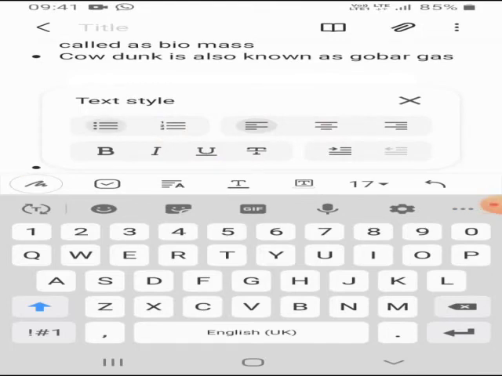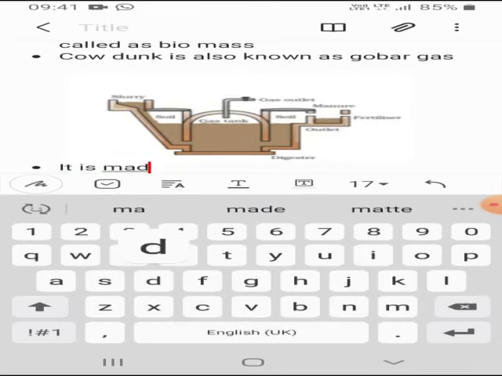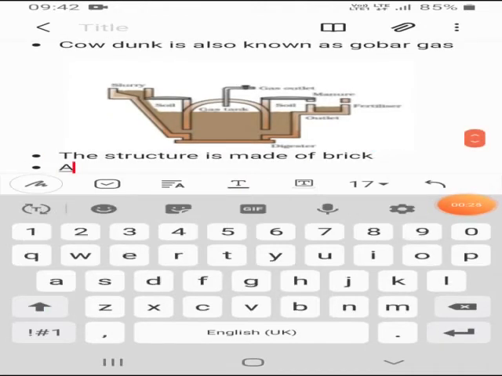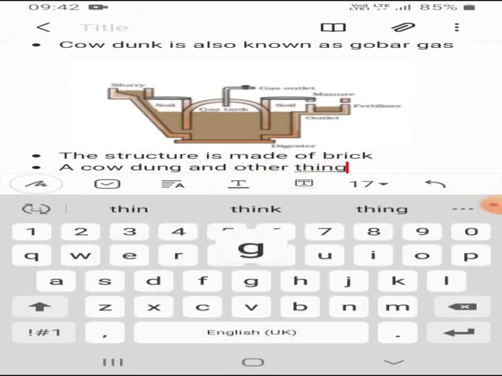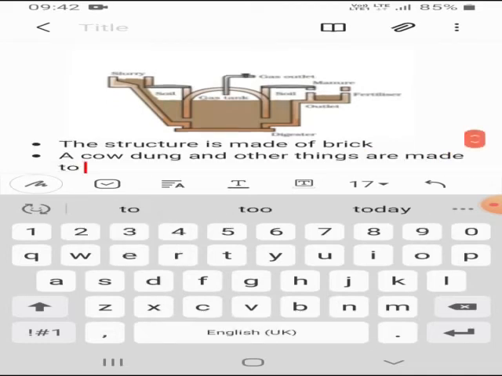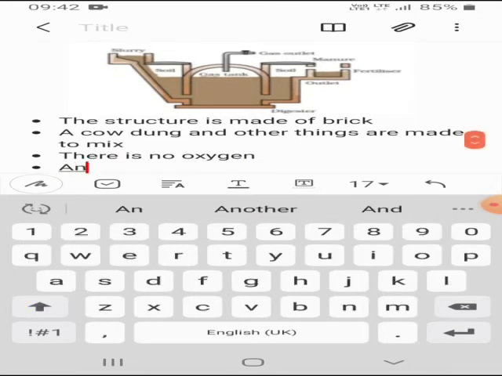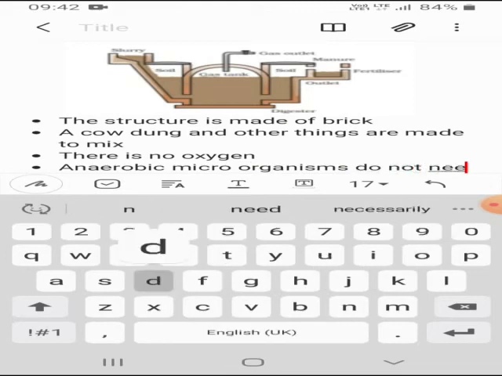This structure is made of brick. Cow dung and other things are made to mix in it, and there is no oxygen in that. Anaerobic microorganisms do not need oxygen.